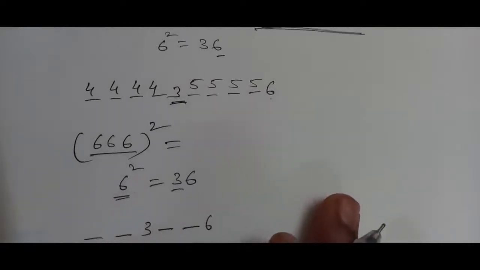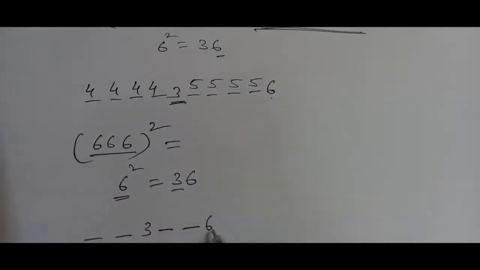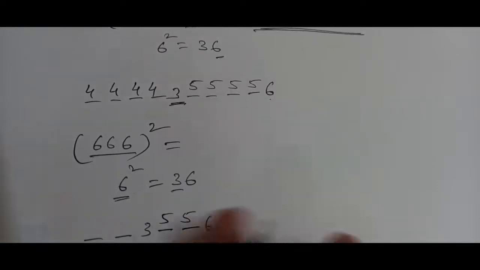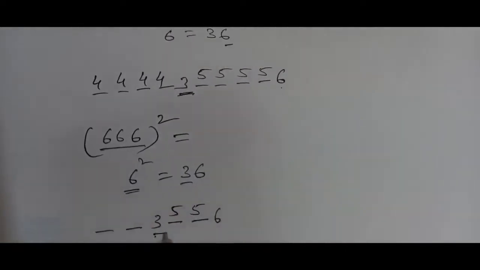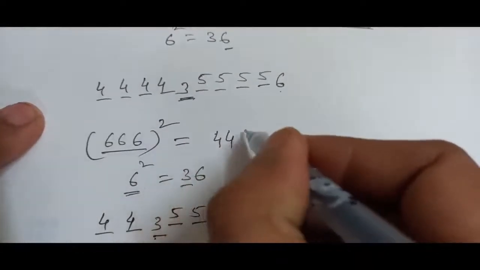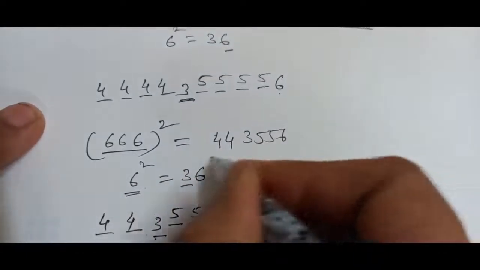So decrease one number, so fill it with 5. From here, increase one number. So 3 plus 1 becomes 4, no? So fill it with 4. So 666 square is equal to 443556. So simple, no?